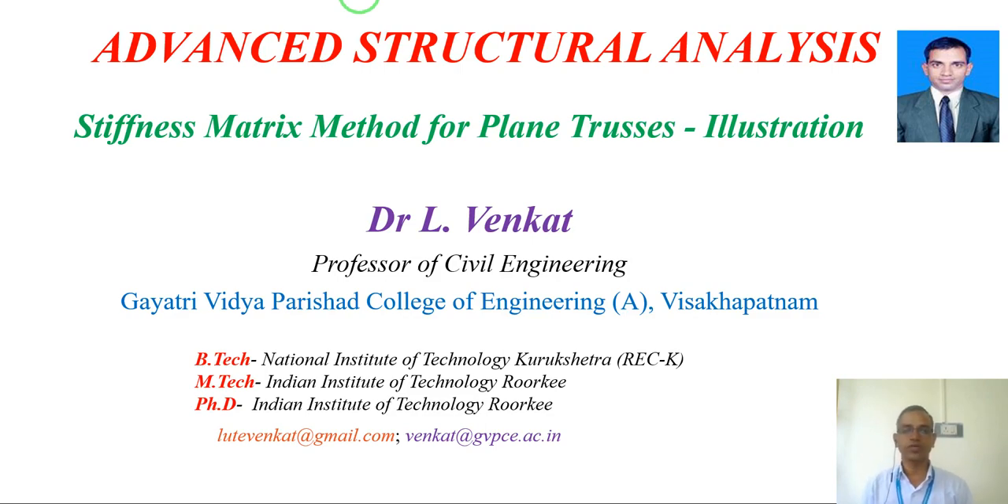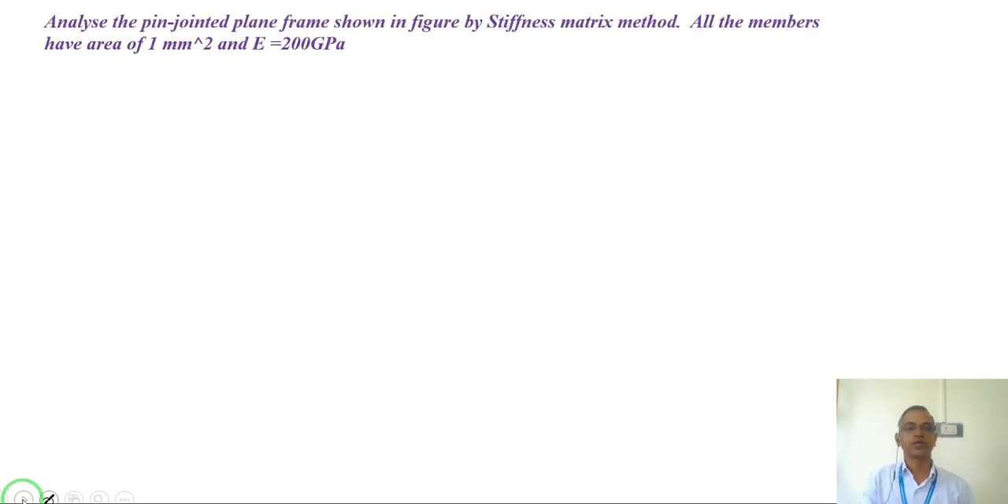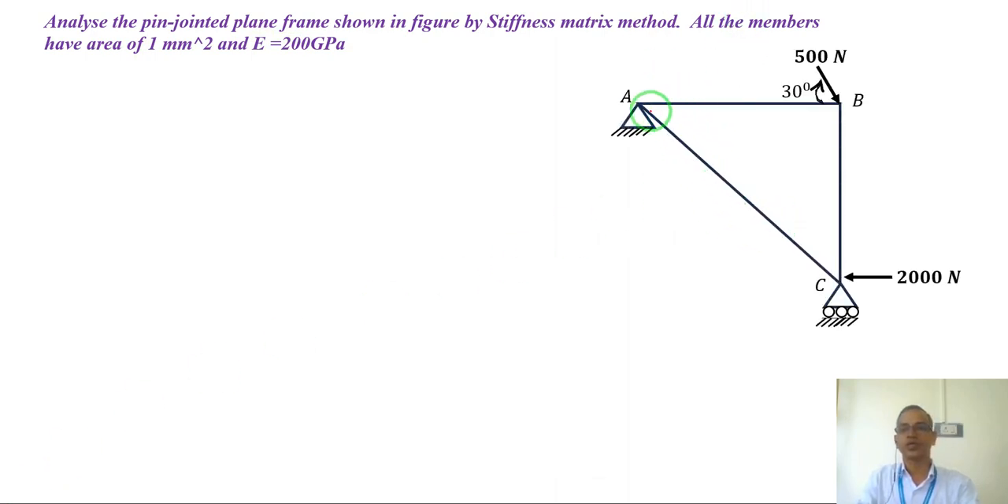In the present topic, we will discuss the analysis of a plane truss, that means finding the member forces using the stiffness matrix method. So let us look at a truss example, the pin jointed plane truss by stiffness matrix method. Here we assume all the members have an area of 1 millimeter square and Young's modulus of 200 GPa. So this is a 3 bar truss with forces at joint B and joint C.